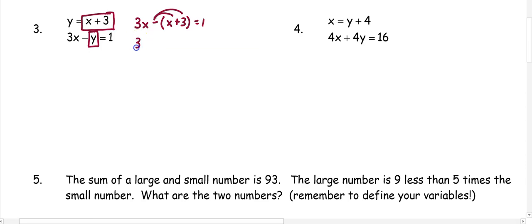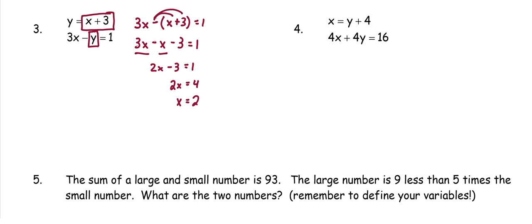So we get 3x minus 3 equals 1. Combine my x's, I get 2x minus 3 equals 1. Add 3 to both sides, so 2x equals 4. And then divide by 2, so we get x is 2. Once we know that x is 2, we're going to take that value and substitute.